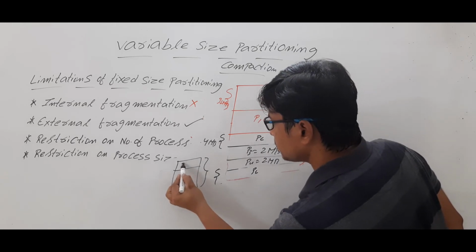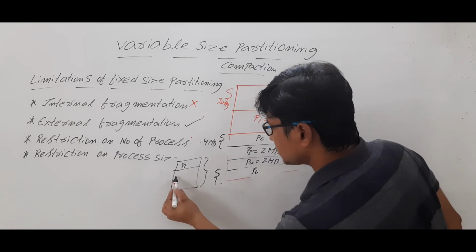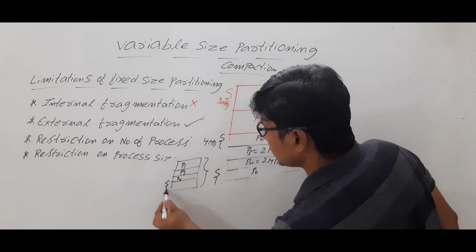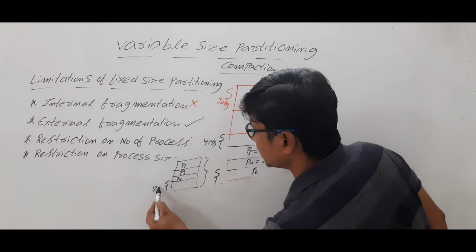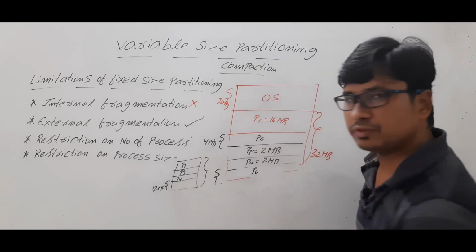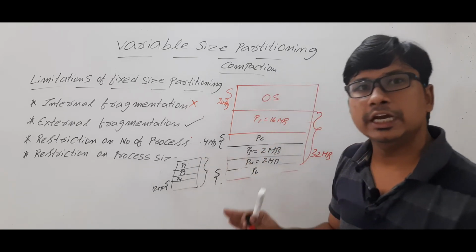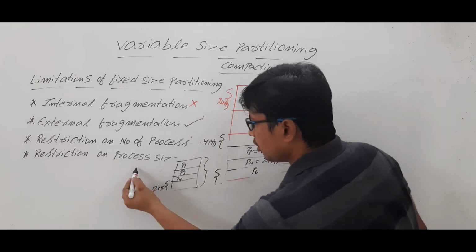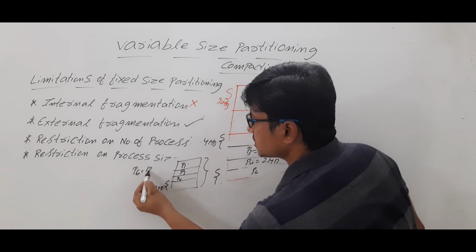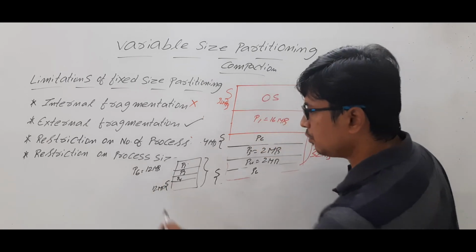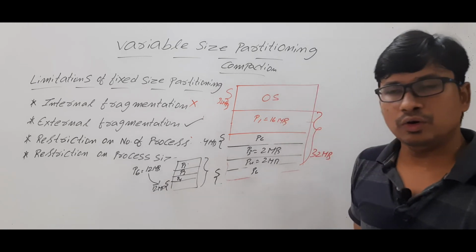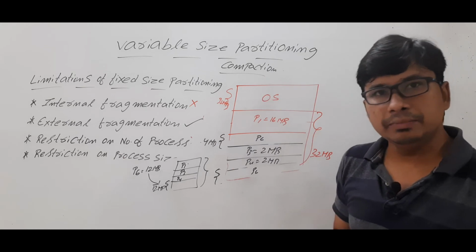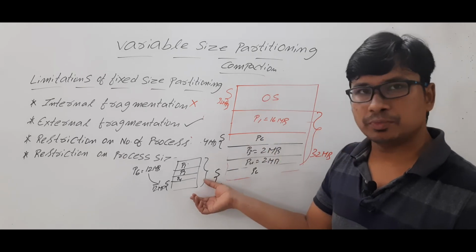If I put process P1 of 16 MB here, process P3 of 2 MB here, process P4 of 2 MB, then this entire hole size will be 12 MB, because this 4 MB and this 8 MB, if we combine them at once, will become 12 MB. So this concept we call compaction. If we do the compaction, and a process P6 comes with a requirement of 12 MB, we can allocate that entire hole to this process P6. But there is a limitation with compaction. It is a very complex process.